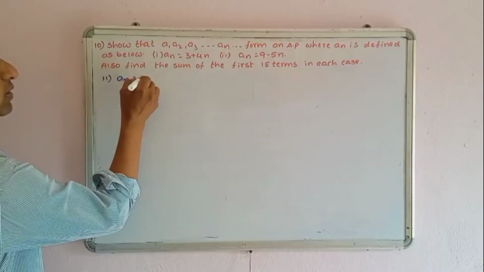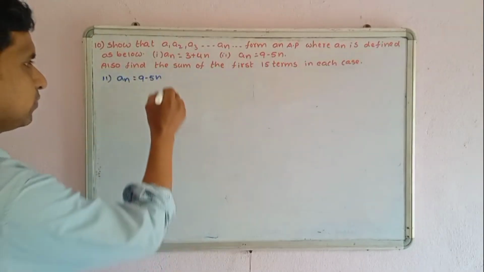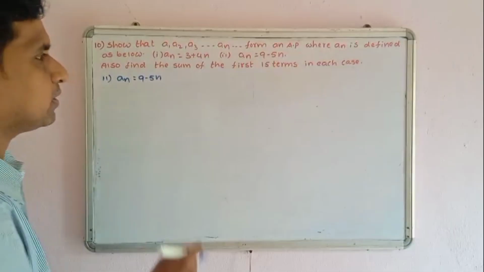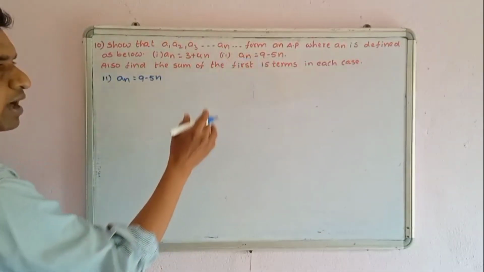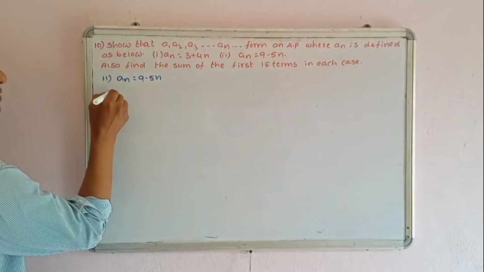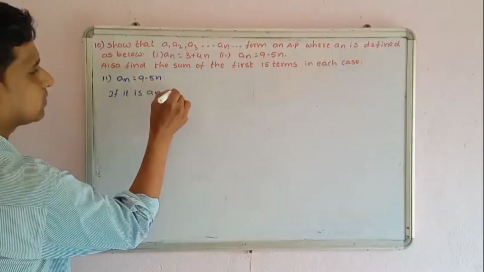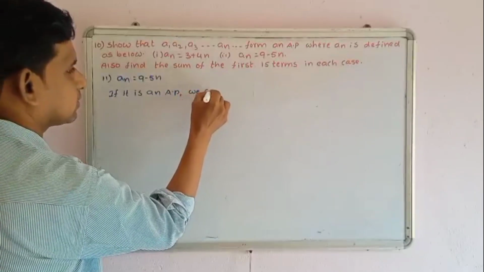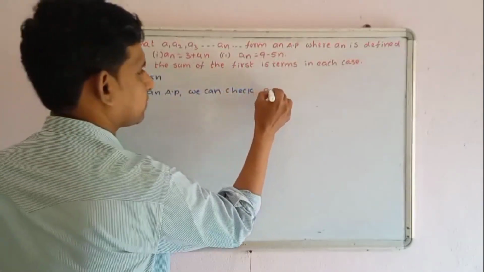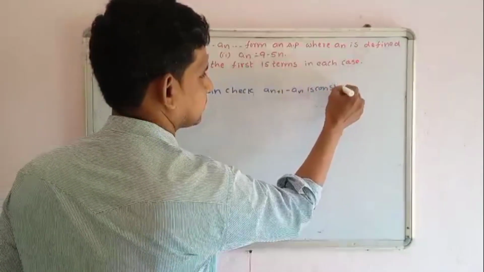See second one. An equals 9 minus 5n. If we can check that 9 minus 5n is an AP, we can prove that the common difference an plus 1 minus an is constant. If it is an AP, we can check an plus 1 minus an is constant.